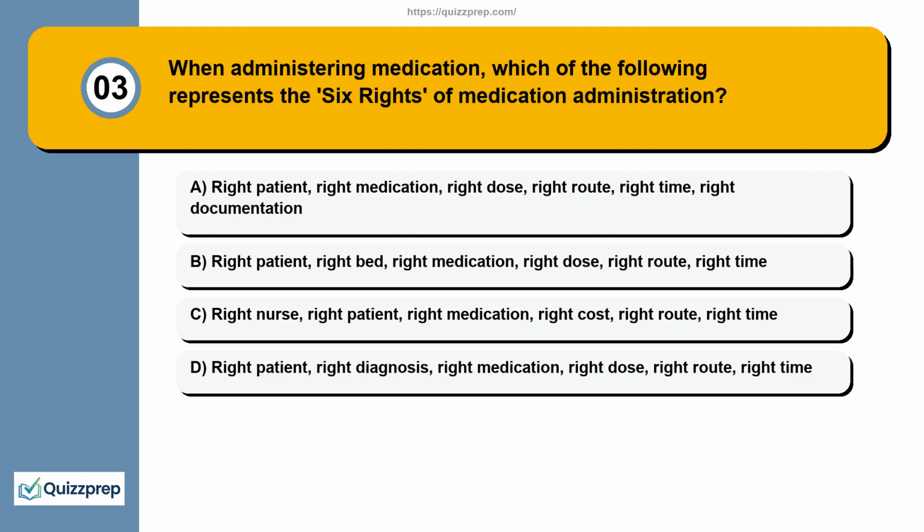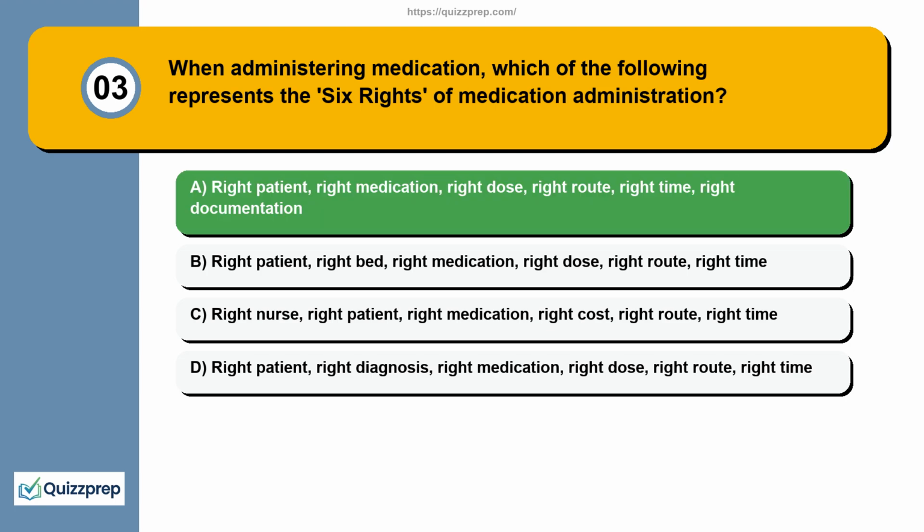Question 3. When administering medication, which of the following represents the 6 rights of medication administration? Here are your options. Option A. Right patient, right medication, right dose, right route, right time, right documentation. Option B. Right patient, right bed, right medication, right dose, right route, right time. Option C. Right nurse, right patient, right medication, right cost, right route, right time. Option D. Right patient, right diagnosis, right medication, right dose, right route, right time.